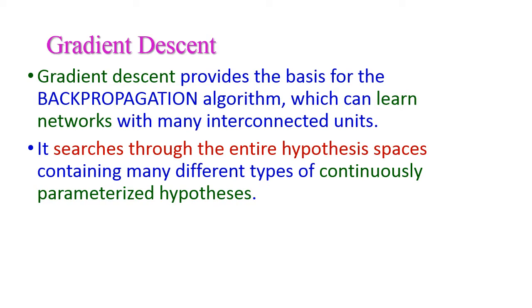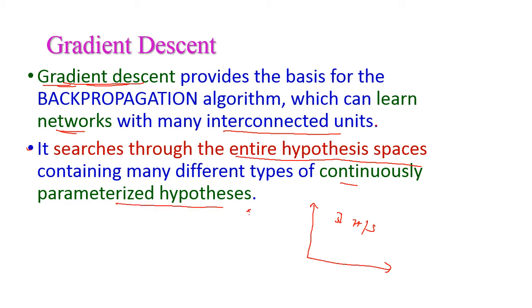The basis of the backpropagation algorithm is gradient descent, which can learn the network with many interconnected units. A network has a large number of nodes which are interconnected to each other. To learn all those things, we have to use gradient descent, and it searches through the entire hypothesis space. The entire thing is called the hypothesis space, which contains different types of continuously parameterized hypotheses.